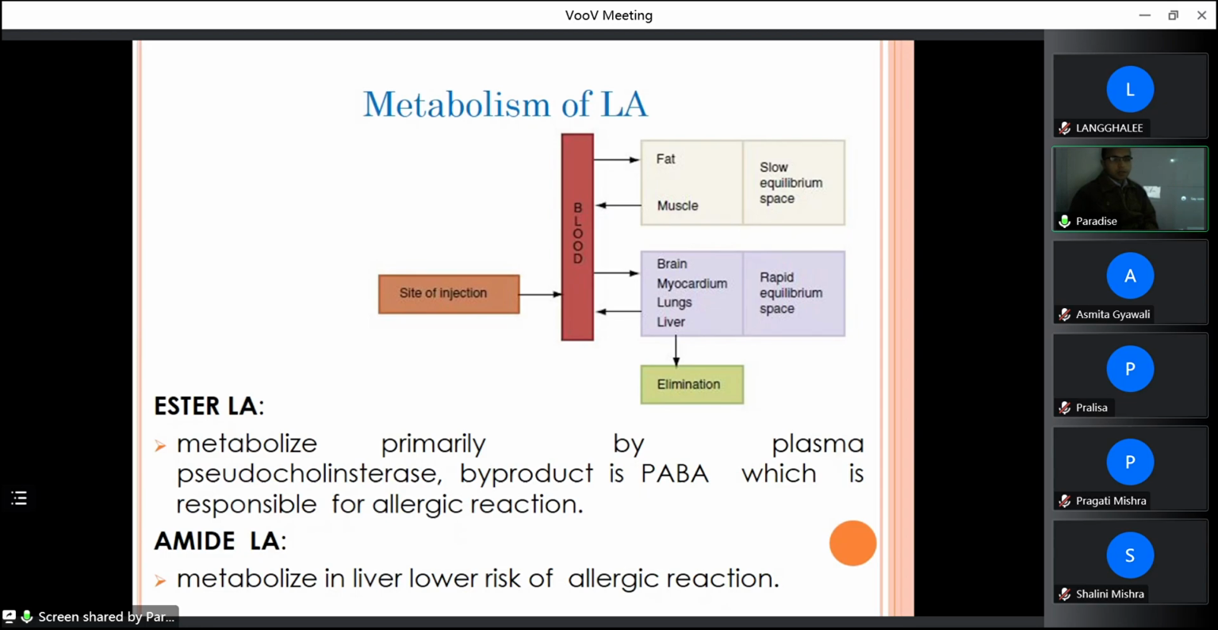Para-aminobenzoic acid is primarily responsible for allergic reaction, and due to this allergic reaction, esters are not preferred as local anesthetic agents. We only have to study the theory. Practically, we never use ester. In case of amide, it is metabolized in the liver, and there is low risk of allergic reaction. All the amide local anesthetics, lidocaine, bupivacaine, are metabolized in the liver, and the chances of allergic reaction are very low.